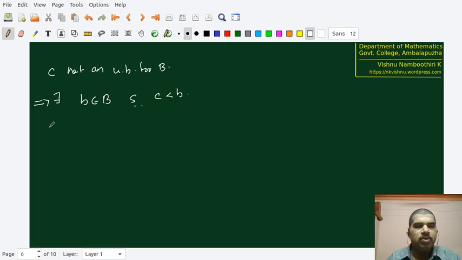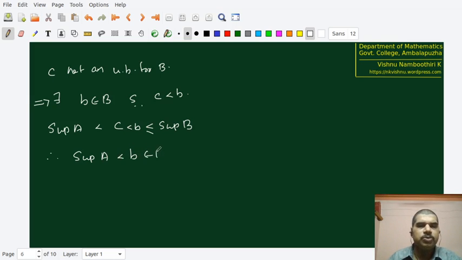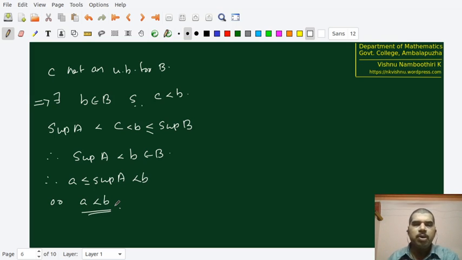So just observe the relations now. We have the supremum of A, which is S1, less than C. This is less than the supremum of B. But what is this b? b is an element of B. Therefore, C is less than b, and b is less than or equal to the supremum of B. So we have the supremum of A less than C less than b less than or equal to the supremum of B. So the supremum of A is less than b, where b belongs to capital B. So this b is actually the element that we want, because the supremum of A is less than b, and therefore a is less than or equal to the supremum of A, which is less than b. So we got an upper bound for A from capital B.